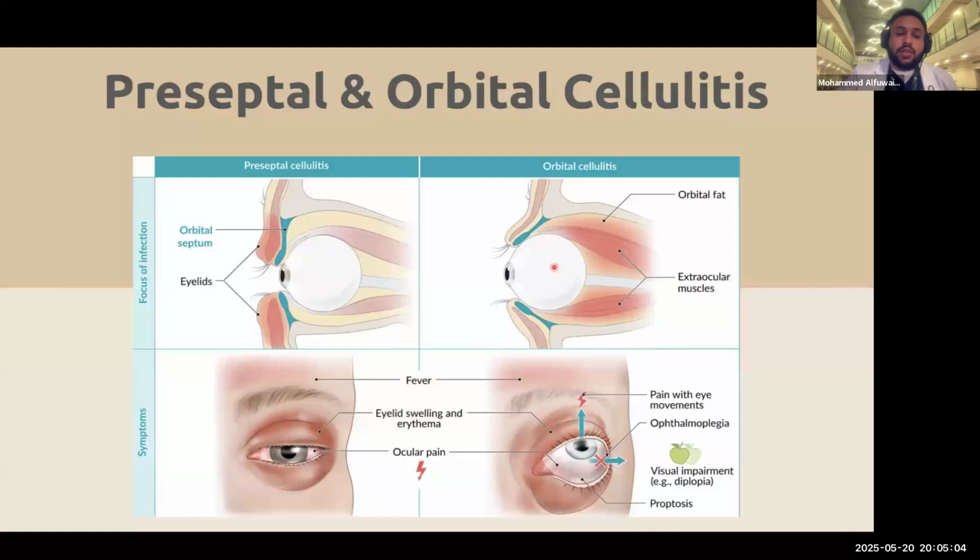Now, important things are preseptal and orbital cellulitis. Separating the palpebra from the rest of the orbit or the orbital fat is the orbital septum. If you have an infection that spreads from the ethmoid sinus, usually ethmoid, to this area that is before the septum, this is what we call preseptal cellulitis. If it invades and goes past the septum, this is what we call postseptal cellulitis or orbital cellulitis.